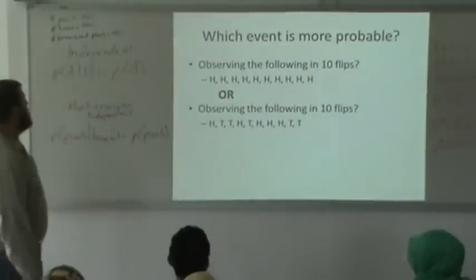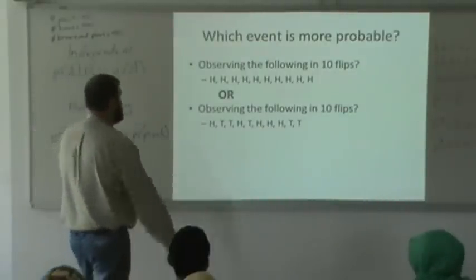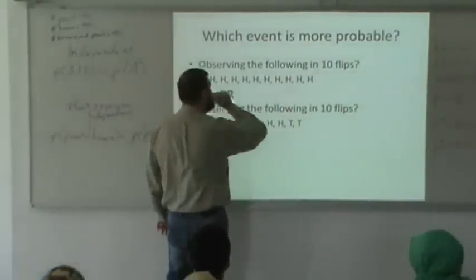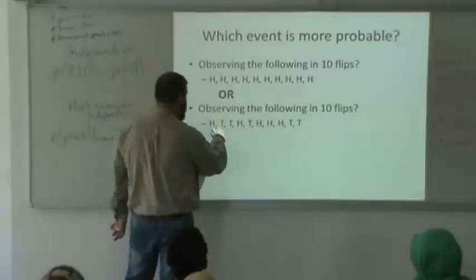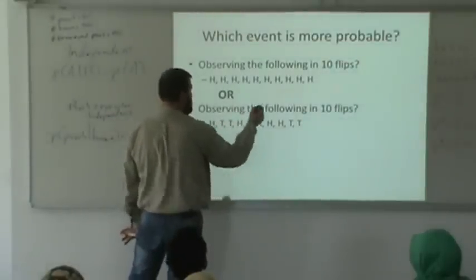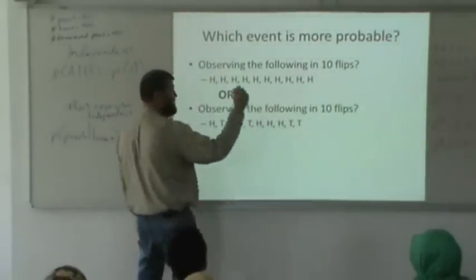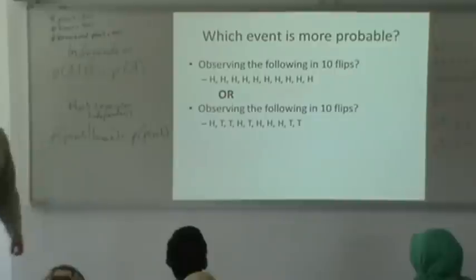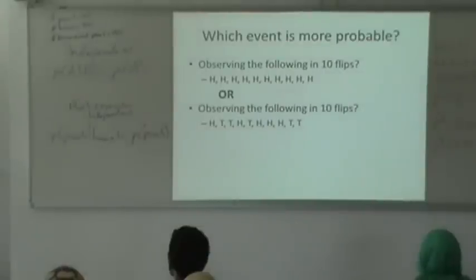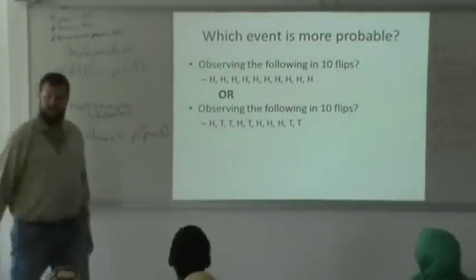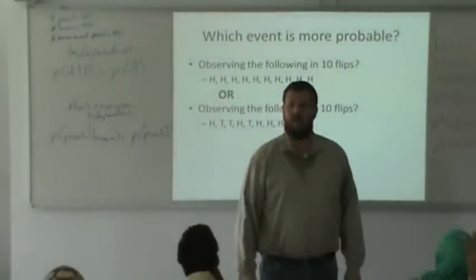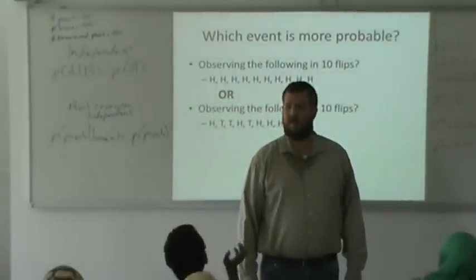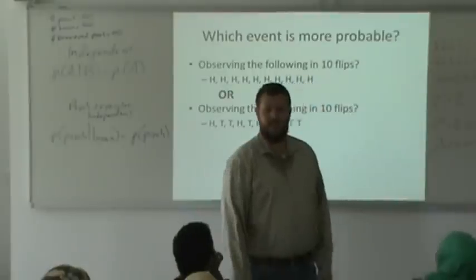Okay, so now let's ask a question. Which event is more probable? Observing a series of 10 heads, or observing a heads, then a tails, then a tails, then a heads, then a tails, then a heads, then a heads, then a heads, then a tails, then a tails? Second one. The second one is more probable. Same? How many people say same? Oh, same. How many people say second one? No. Okay.